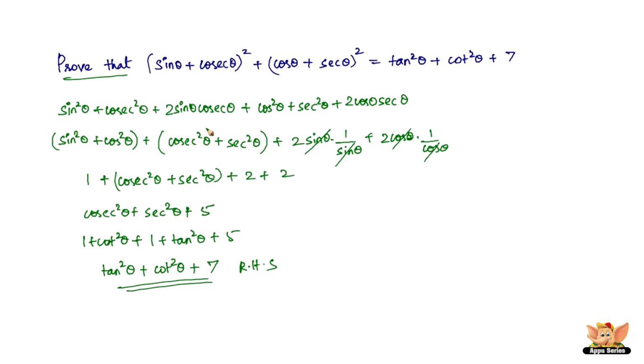It was all but simple trigonometric identities. You just had to remember them and use them in the right places. That's all there was to do. So this concludes this problem as well as this video. I'll see you in the forthcoming videos with more problems based on trigonometric identities.